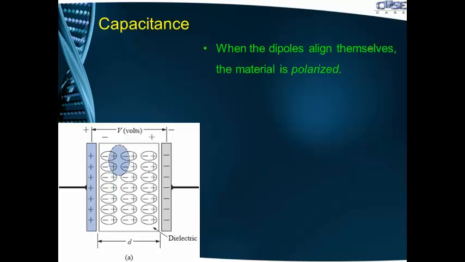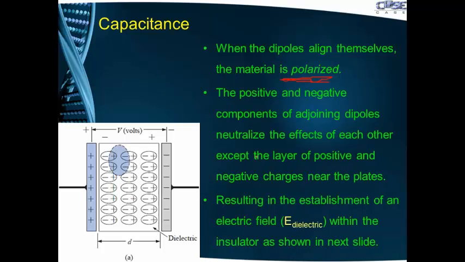When the dipoles align themselves, the material is polarized. So the positive and negative components of adjoining dipoles neutralize the effects of each other, except the layer of positive and negative charges near the plates. What it means is that you can see this positive layer and this negative layer neutralize each other. Similarly, this positive layer is neutralized with this negative layer.